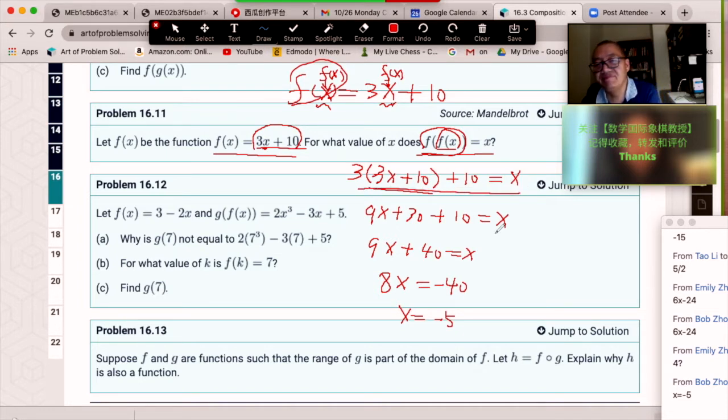I got half of it. I don't know how to get the 3 and the 10 on the outside of the parentheses. Yeah, if you got this one now, you're almost successful. So then you just distribute this 3 here. You get 9x plus 30, then plus 10 equals x. After I put it in, I got f(3x plus 10) equals x. Okay. So then you simplify.